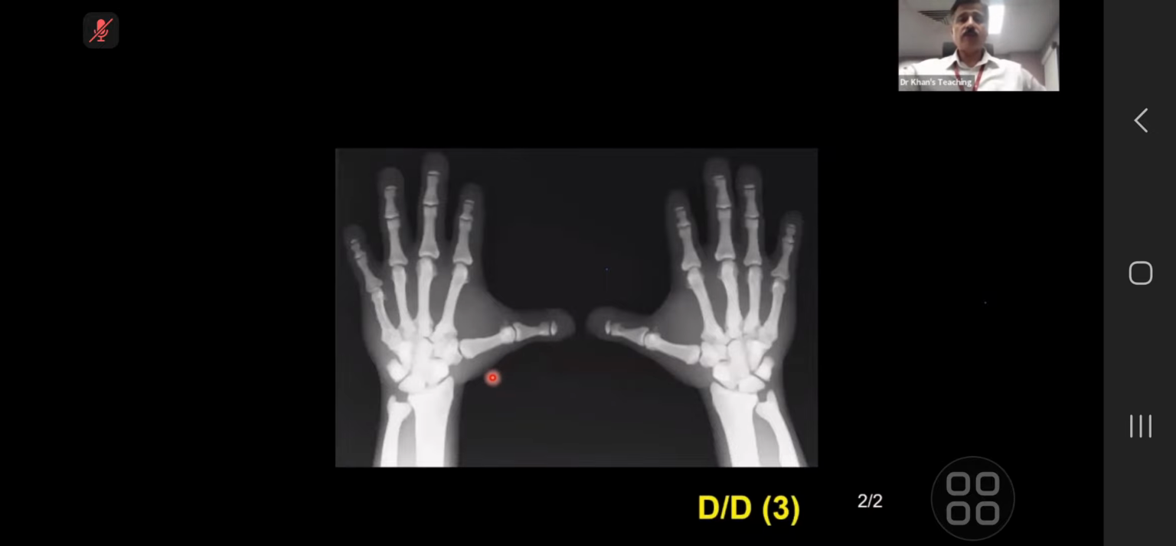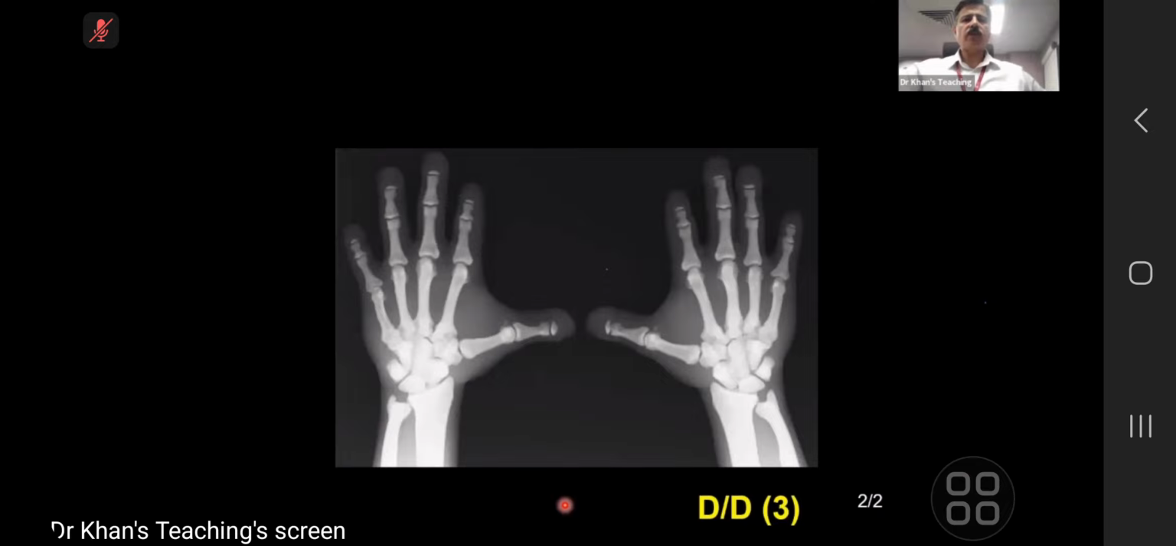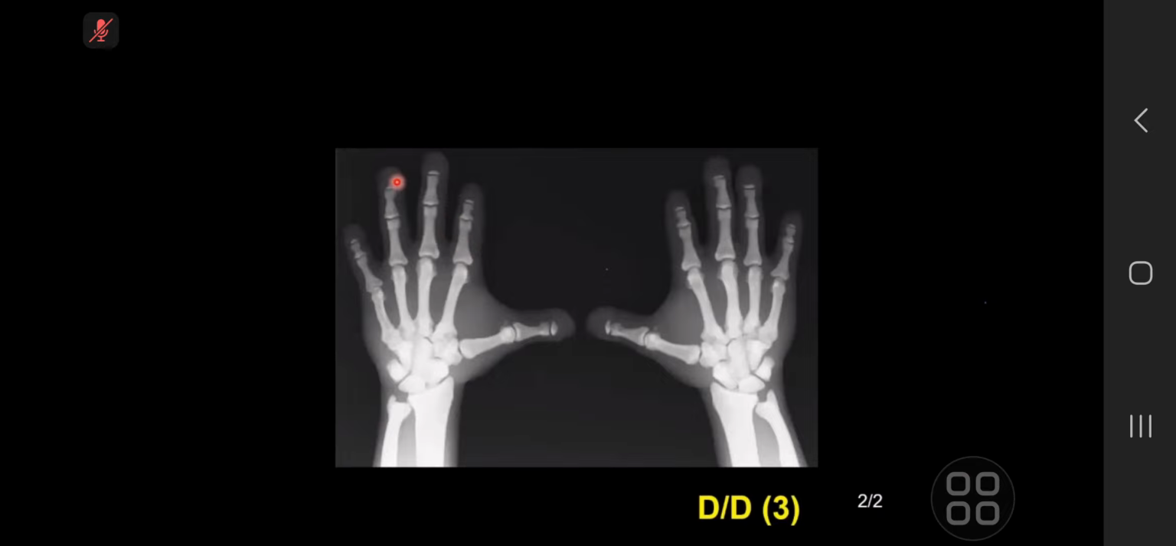I will come back to this film, but can you describe it for me? What are the findings? Okay, so there is diffuse bone sclerosis. There is also negative ulnar variance. There are short fourth metacarpals. What's happening to the distal tufts here? Yeah, acro-osteolysis.